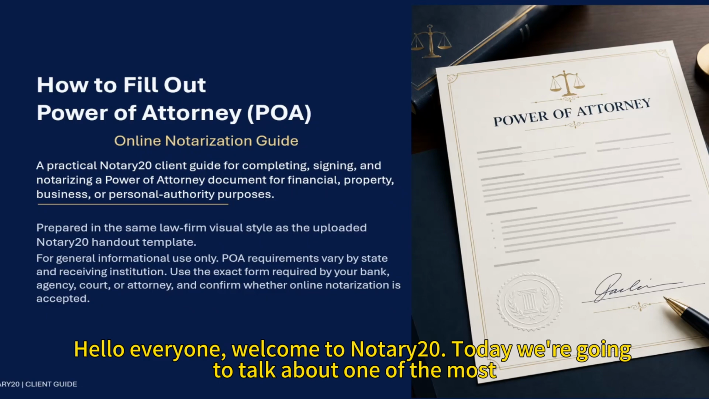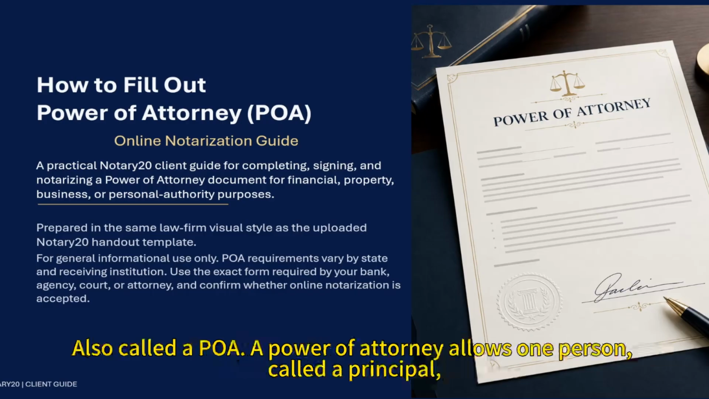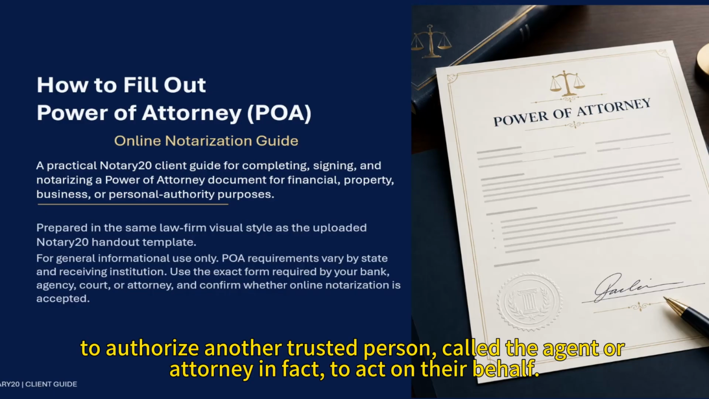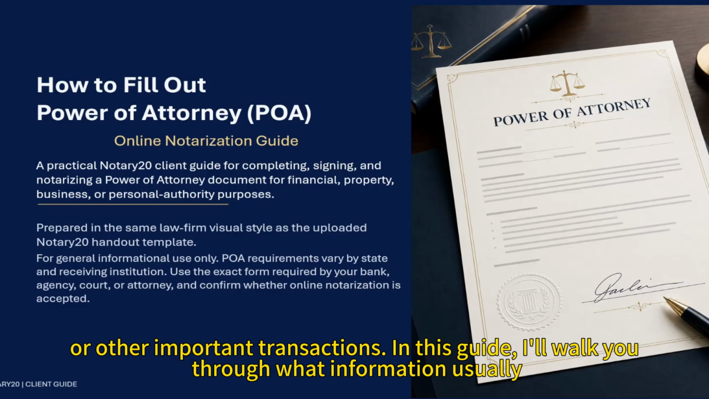Today we're going to talk about one of the most common documents people need to notarize in the United States, a power of attorney, also called a POA. A power of attorney allows one person, called a principal, to authorize another trusted person, called the agent or attorney-in-fact, to act on their behalf. This can be used for banking, property, business matters, DMV issues, family emergencies, or other important transactions.